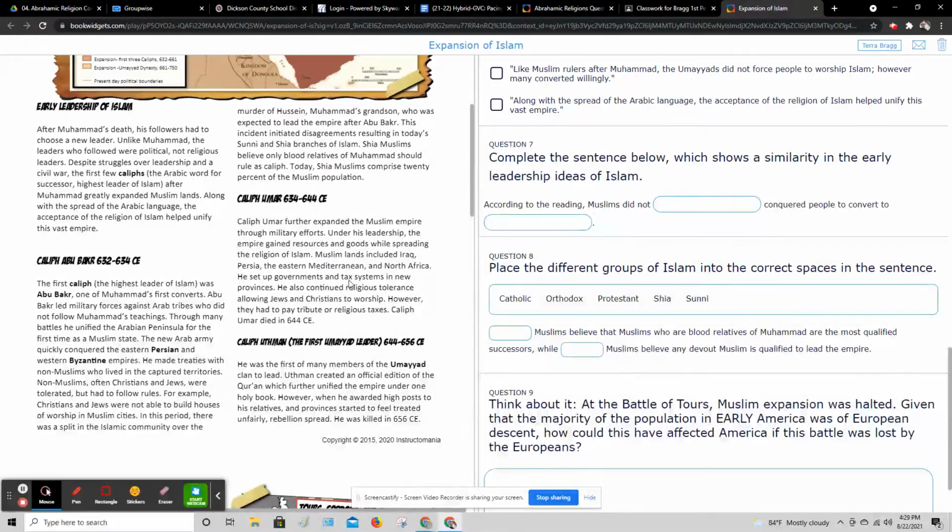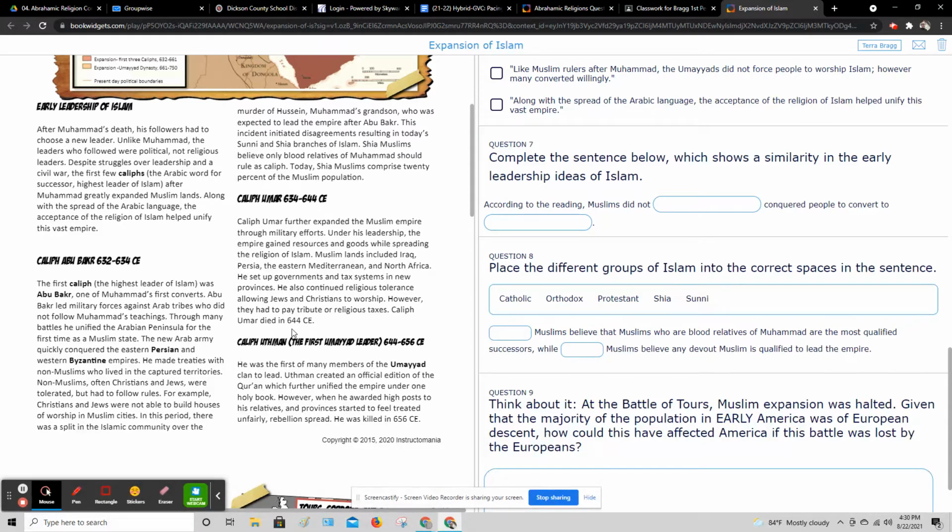He set up governments and tax systems in new provinces. A province is a new area. So he's creating new areas within the government. He's setting up governments and tax systems to make it valuable and worthwhile in the country that they're creating. He also continued religious tolerance, allowing Jews and Christians to worship there. However, they had to pay tribute or religious taxes. Caliph Umar died in 644.